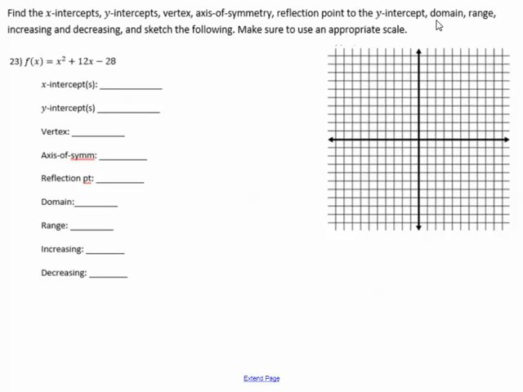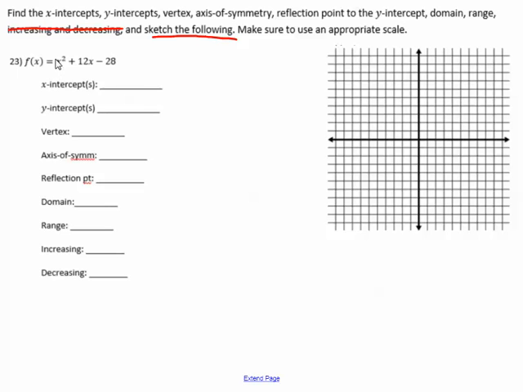general. Domain and range, increasing, decreasing. We're not going to talk too much about that. And sketch the following. So I'm going to, in general, just throw away increasing, decreasing. Probably not going to talk about that. Sketch the following. Big idea, but sketch the following by finding x-intercepts, y-intercepts, all these things up here. Domain and range will come later.